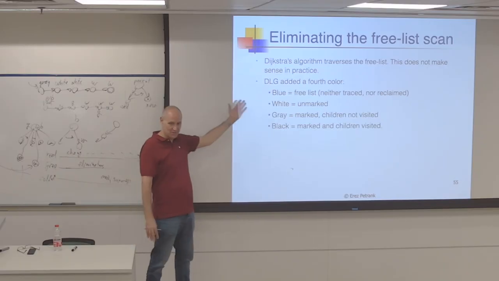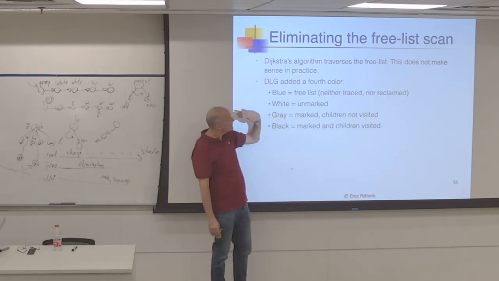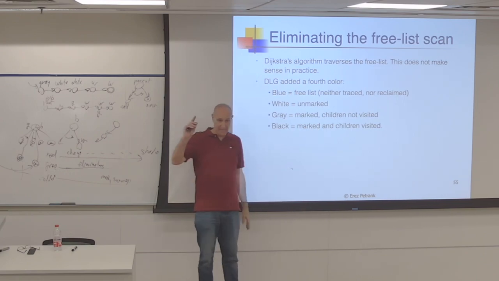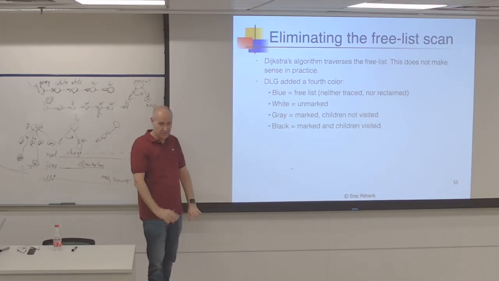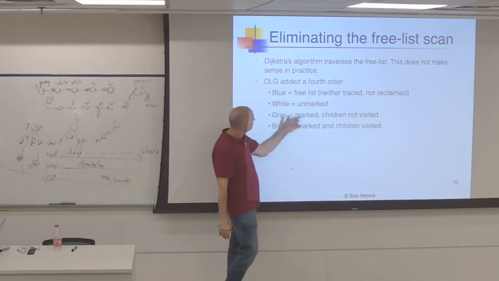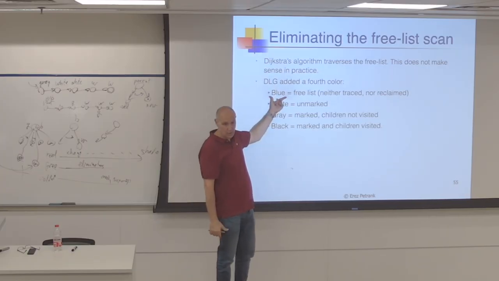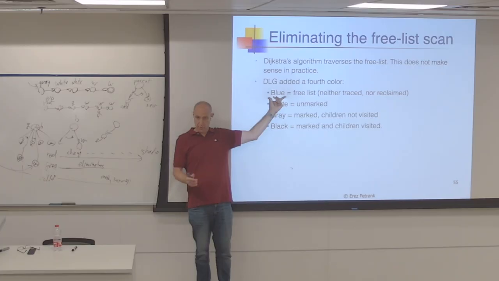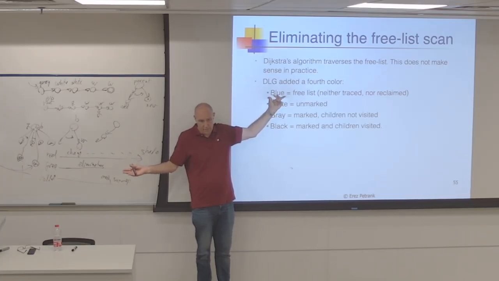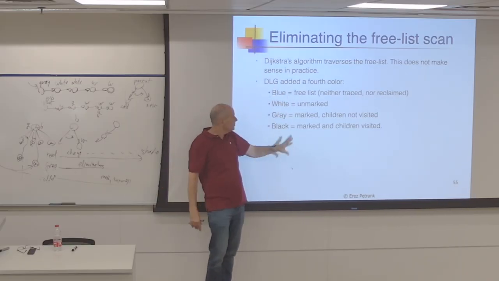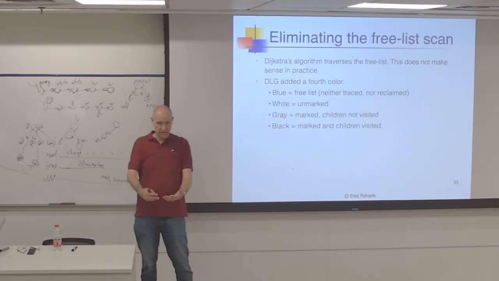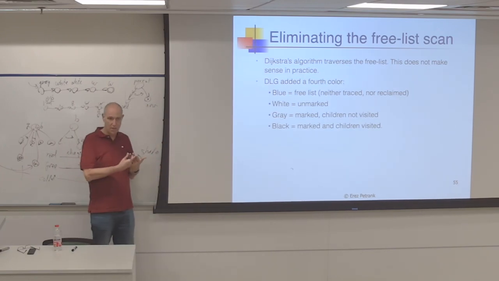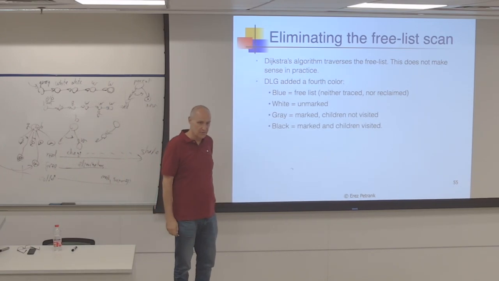Because of the time and the noise, we'll just do this. And so let's get rid of the free list scan. You remember that Dijkstra said we will make a root node point to the free list and we'll just traverse it. That is redundant. We don't want to do this. And what DLG did, they added another color, a blue color. So a node could become blue if it's in the free list. And then we know we don't need to reclaim it. We don't need to traverse it. There's no need to touch it at all. Okay, so white, gray, and black are as usual. Blue will be in the free list, ready for allocation. And so this is the solution to traversing the free list.